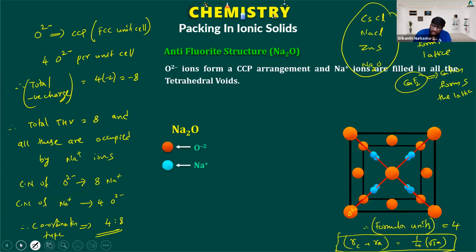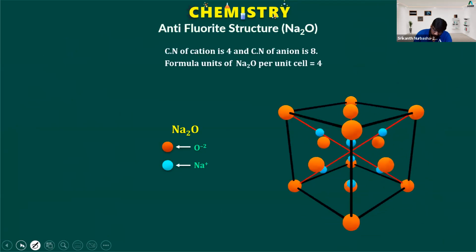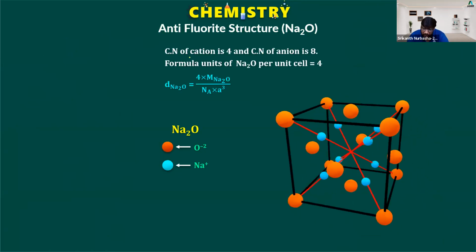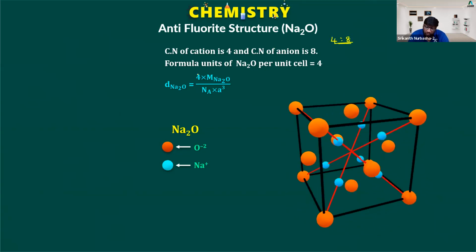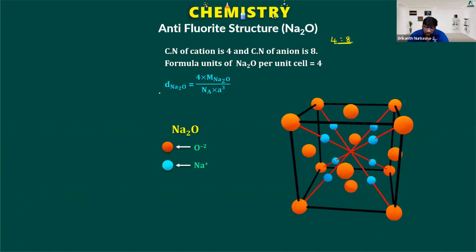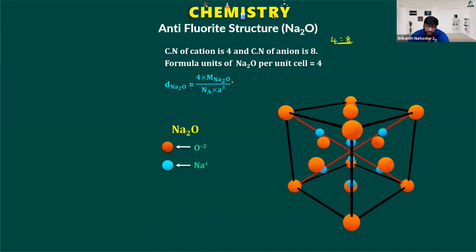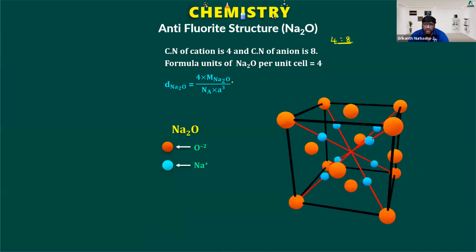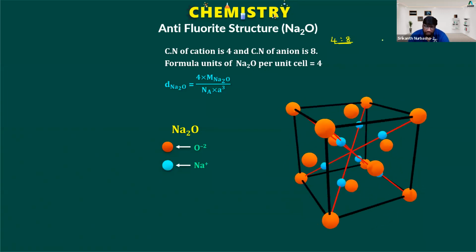O2 minus forms CCP lattice and Na plus are filled in all the tetrahedral voids. Coordination number type is, cation is 4, anion is 8, so 4:8 type. Number of formula units of Na2O is 4. Density of Na2O is 4 into molar mass of Na2O divided by Avogadro number into a cube.